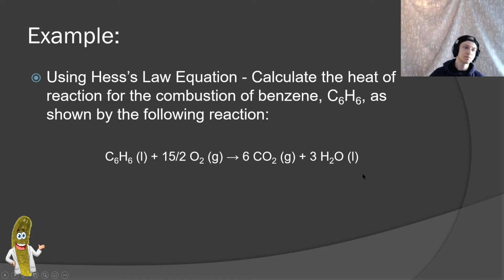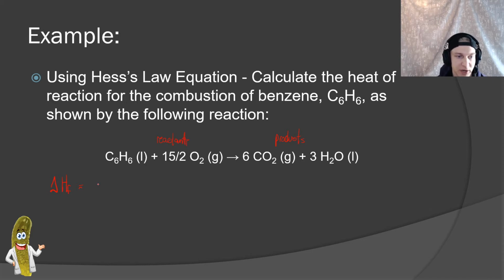So, using Hess's law equation, calculate the heat of the reaction for the combustion of benzene, C6H6, as shown by the following reaction. So we have C6H6 liquid plus 15 over 2 oxygen gas yields 6 carbon dioxide gas plus 3 H2O. So what we want to do is find the delta HF. To do so, we're going to take the products and subtract the reactants.